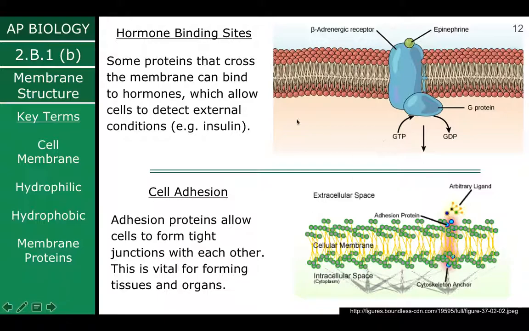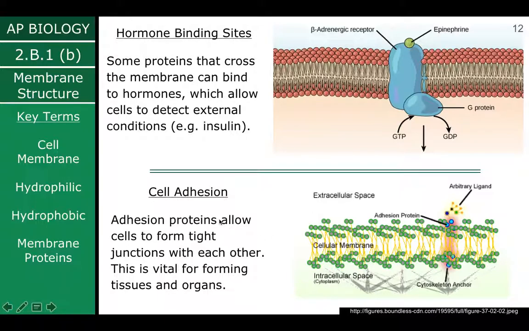Okay, so here's the first thing that we need to know. We're going to go through a bunch of different ways of things either adhering to or entering into our cells. So what's all this stuff that's embedded in our phospholipid bilayer? The first thing we have is a hormone binding site that looks like this. Epinephrine is one of our hormones. Some proteins that cross the membrane can bind to hormones, which allows the cells to detect external conditions. So for example, insulin, which is related to diabetes.